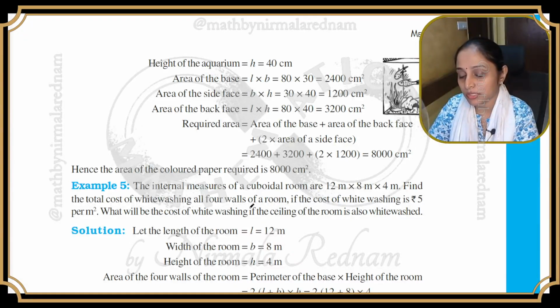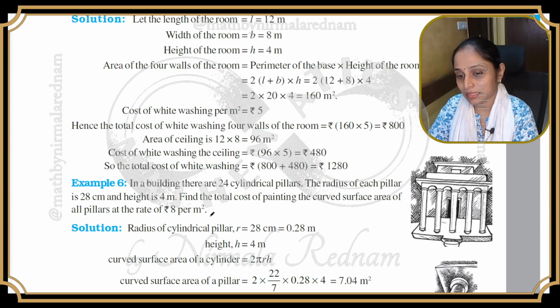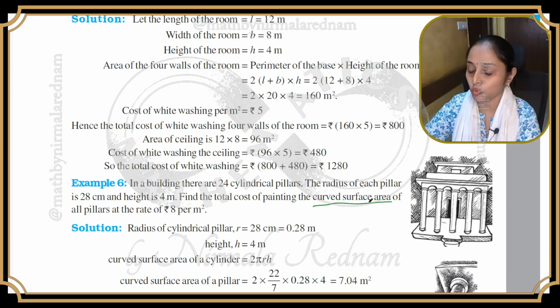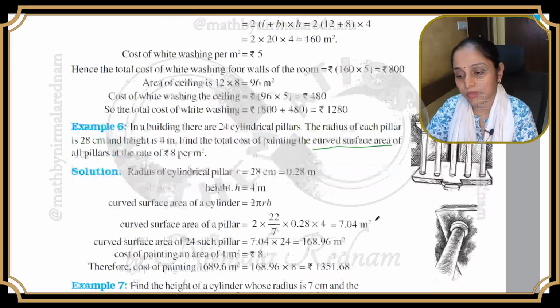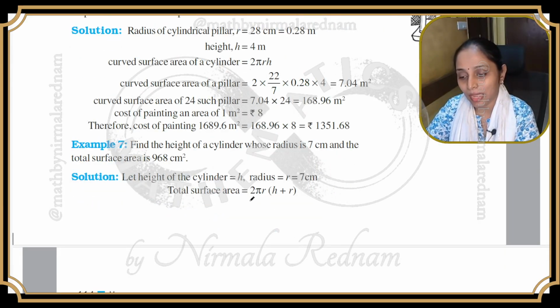The internal measures of a cuboid are given. Whitewashing is done only for the walls, therefore you have to take the lateral surface area in this case. If you have 24 cylindrical pillars, the radius is given, the height is given, so you know the surface area. They're asking curved surface area, which is nothing but lateral surface area. So 2 pi r h is what you need to find out, and then you find the cost. Find the height of a cylinder whose radius is 7 and total surface area is given. If the radius is given and you know the formula for total surface area, you can find out the height of the cylinder.